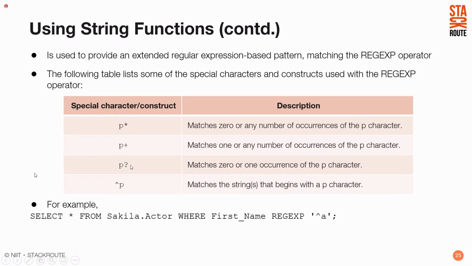Caret indicates it should begin with the character P. So please look into the query. I want to retrieve the data from the actor table where first name matches with A. Whichever name starts with A or whichever name contains A, you can go for pattern matching.